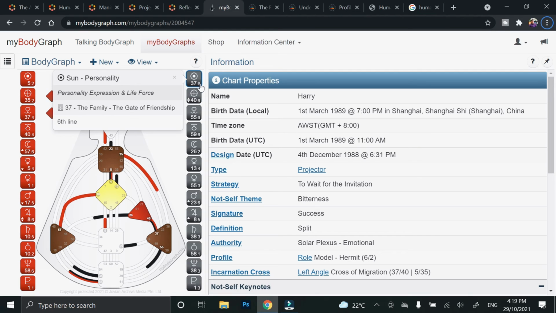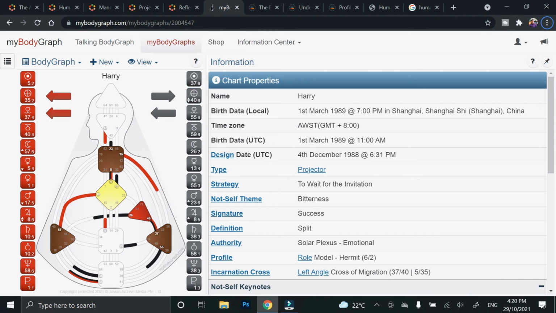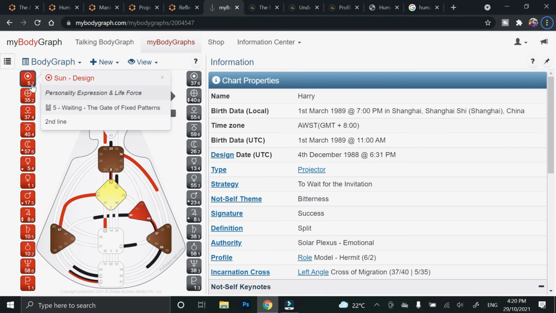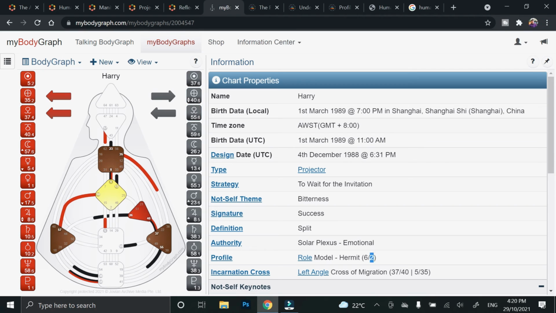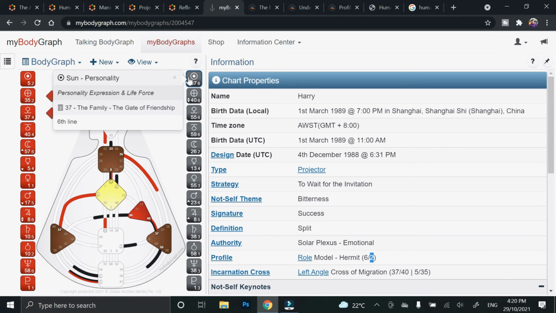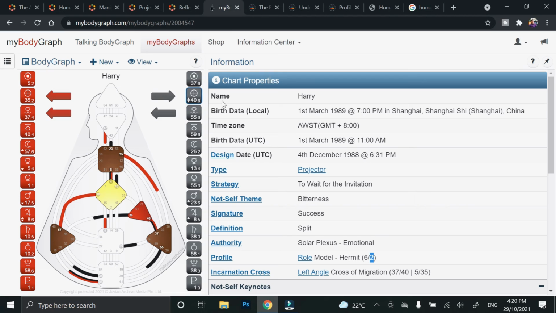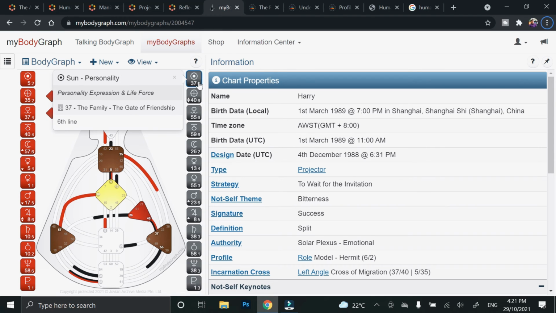So you see 37.6, so 6 would make the first number over here. Then you see 5.2, and this would make the second number of the fraction, which will be the second number of your profile. So there you go, you will have your profile. It's a very simple explanation of how you can determine what your profile is just by looking at your chart. Usually the first number in the fraction comes from the conscious side.